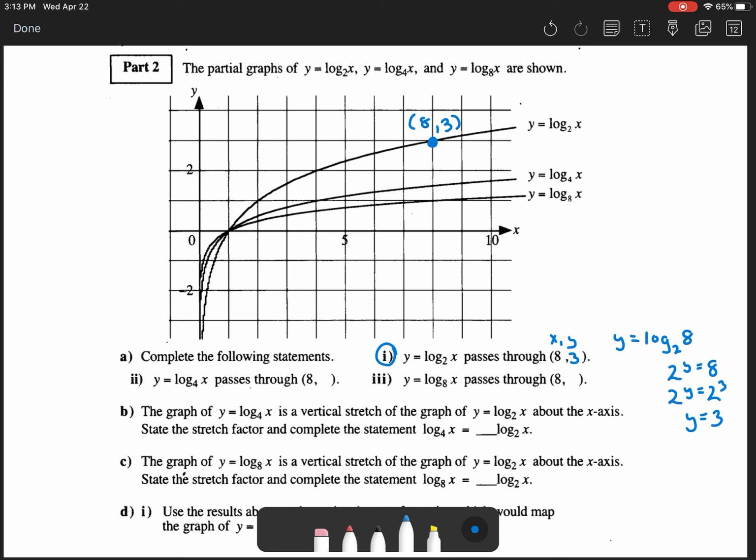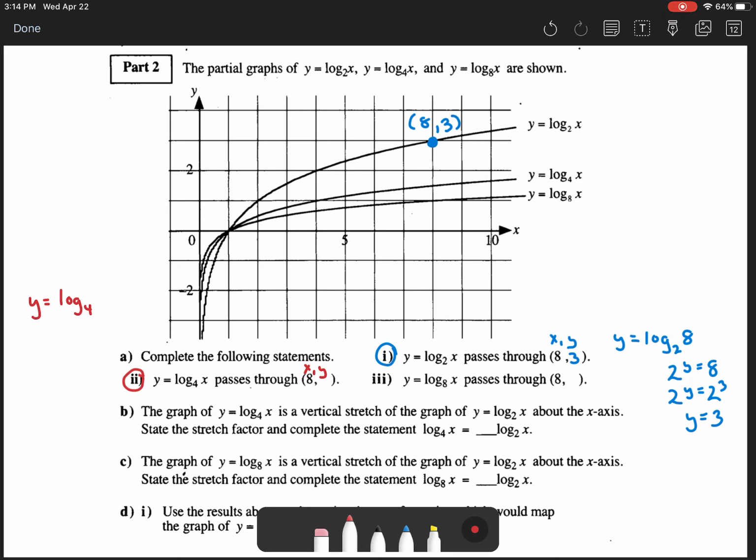And you should be able to see that now. If I go to 8, 5, 6, 7, 8, 1, 2, 3, okay, there is that point which we just found, 8 comma 3. Hopefully that made sense, how I did the calculation and how that point is located on the graph. The next one, 2, a little trickier, right?